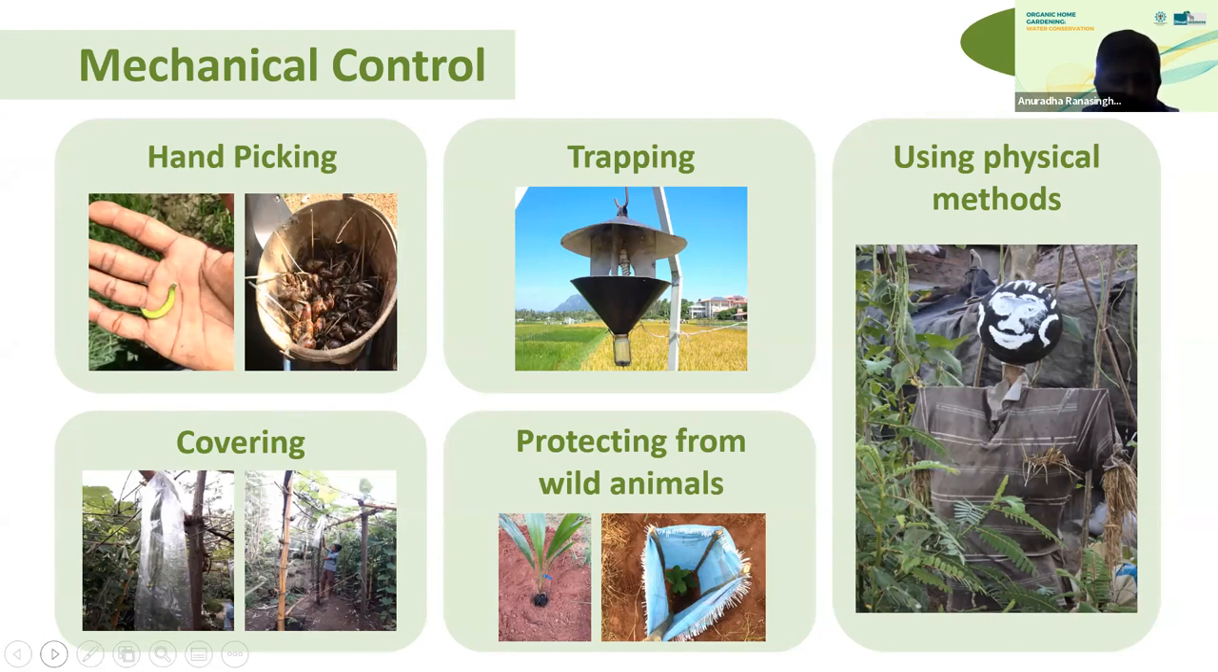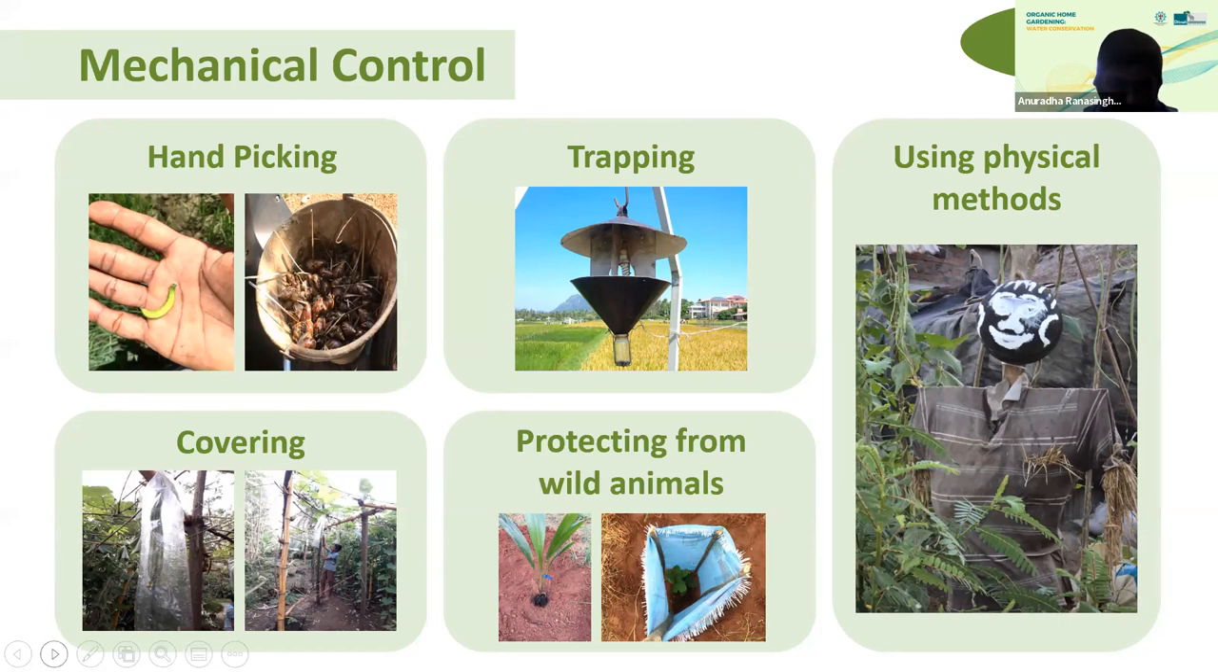Then again, you can use this kind of covers, especially when you have problems with porcupines, you can cover your plants like this and you can protect them. This is an empty rice or fertilizer bag, a polysack bag. So you can cover the plants like this.